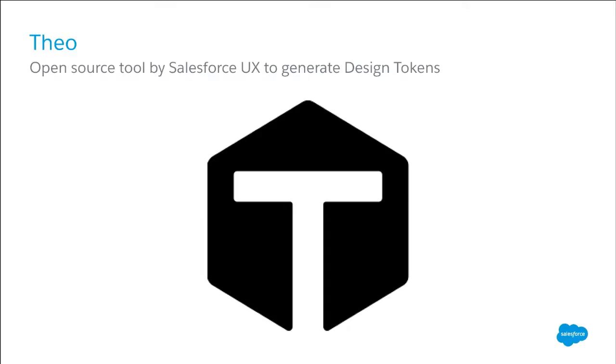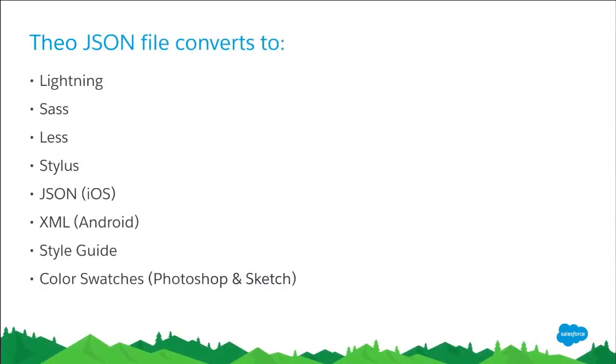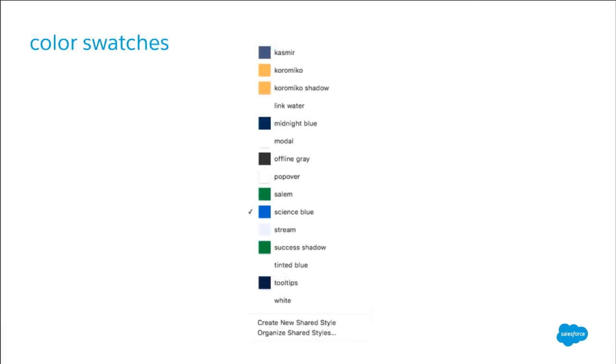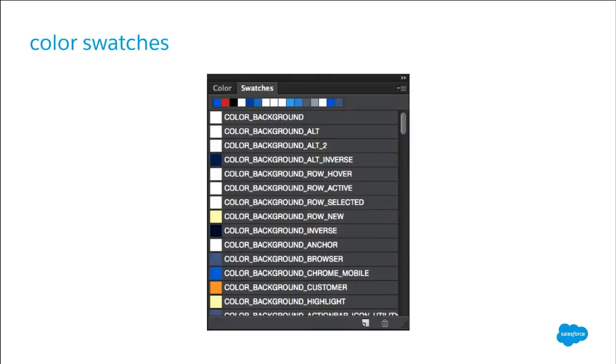Our open source design tokens tool is called Theo, made by Salesforce UX to generate design tokens. You should definitely check that out, again, on lightningdesignsystem.com. It creates a JSON file, which can convert to SASS, LESS, JSON for iOS, XML, also color swatches for designers. Here is an example of a color swatch in Sketch that translates to exact design tokens that we have. And here is a design tokens swatch in Photoshop. I add this because a lot of times designers see tools like this and they assume that it's only there to benefit developers, but here on the Lightning Design System team, we care about both designers and developers because our team is made up of both.